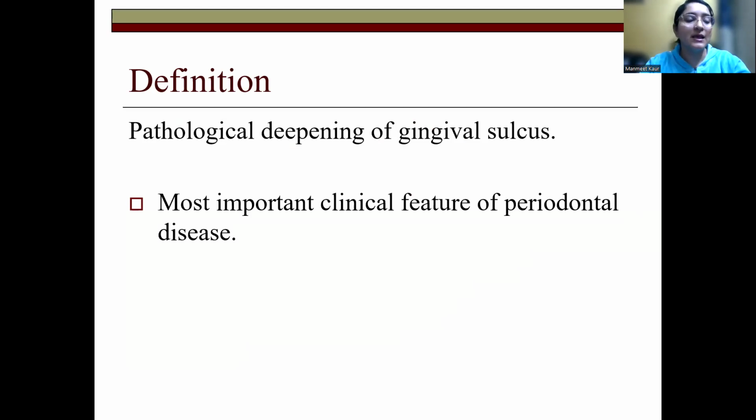Whenever we come across a periodontal pocket, we measure it using the periodontal probe. Mostly we use UNC 15. There is always a space or a depth of 1 to 2 mm between the gums and the tooth. That is physiological. When there is deepening of this normal gingival sulcus, this physiological depth is converted into a pathological depth, and this becomes a periodontal pocket.